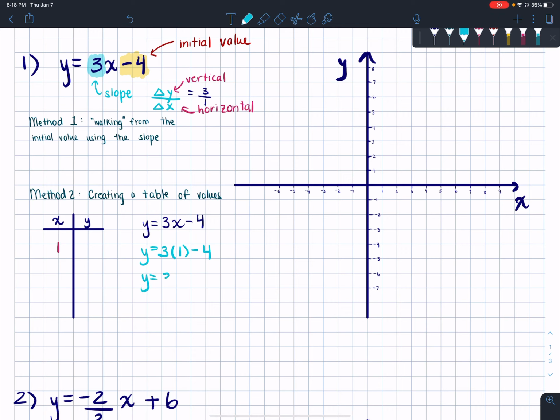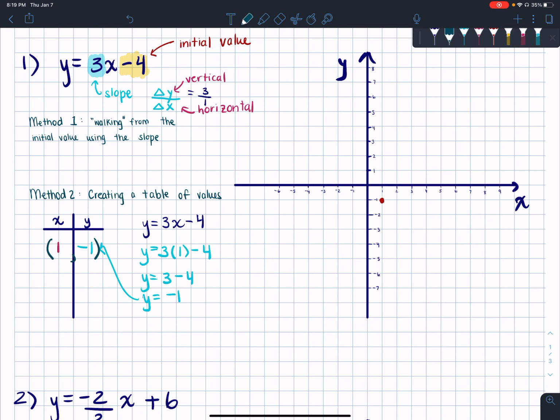So 3 times 1 is 3, 3 minus 4, that's negative 1. So in here, you put in that negative 1. So you have found the value of y when x is 1, and you chose that x equals 1. And then you put that point right in here. So x is 1, y is minus 1. And that's why I like this vertical version, because it's kind of already like a little coordinate.